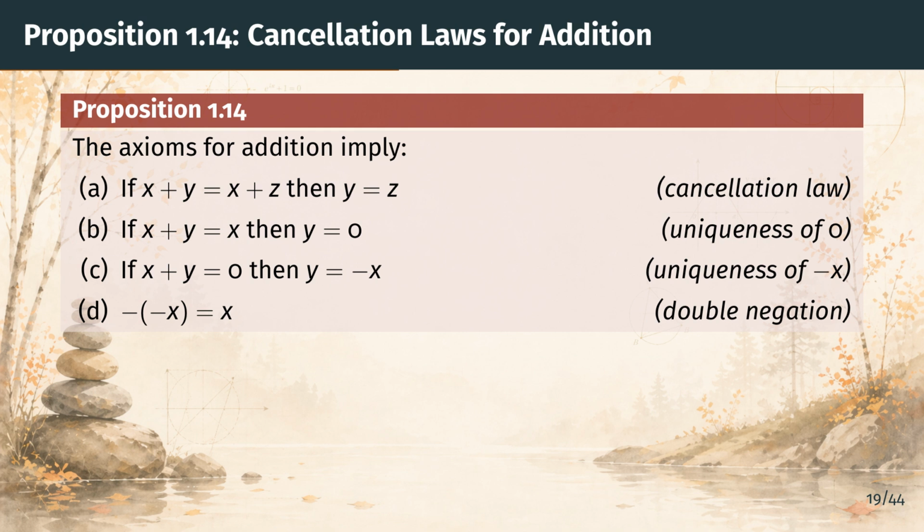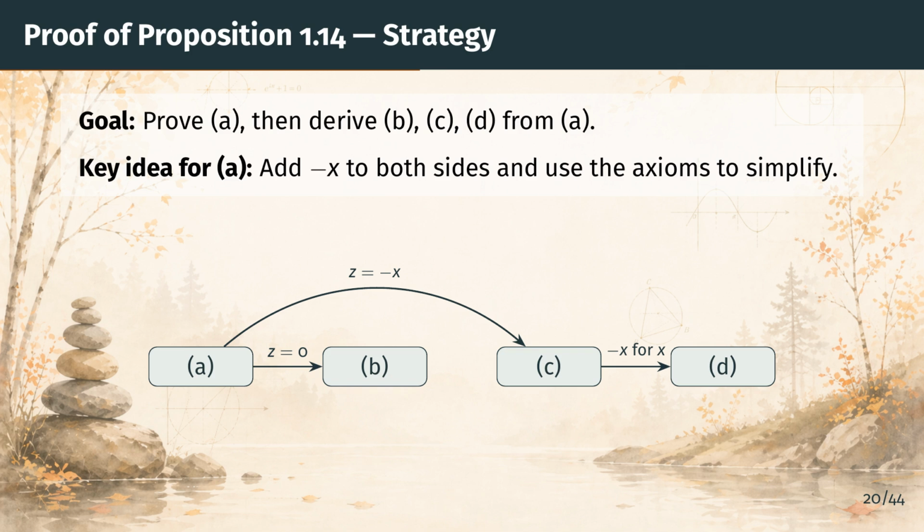Let's prove these statements. Before we dive into the details, let's see the big picture. The core result is Part A, the cancellation law. Once we have that, Parts B, C, and D follow as special cases. Part B comes from setting z equal to 0 in Part A. Part C comes from setting z equal to negative x. And Part D follows from Part C by replacing x with negative x. So the real work is in proving Part A.